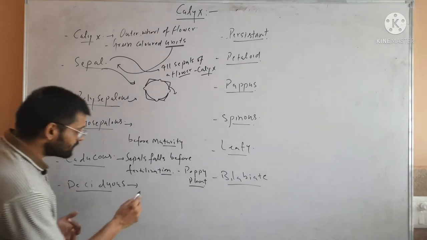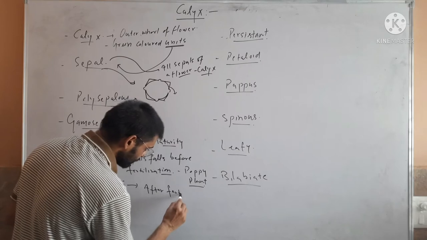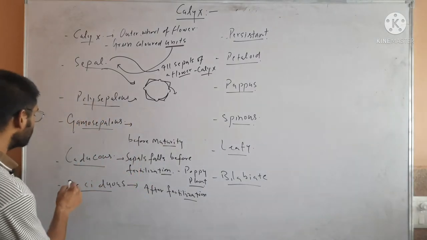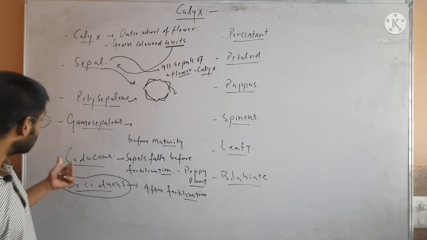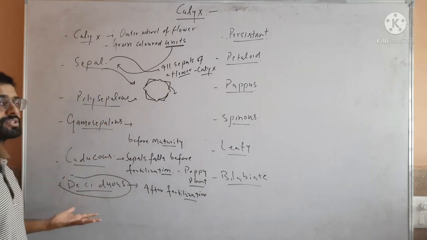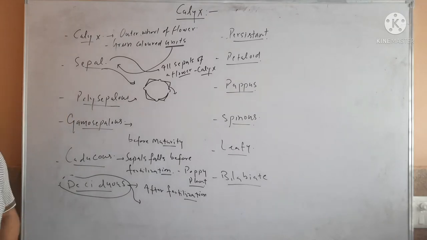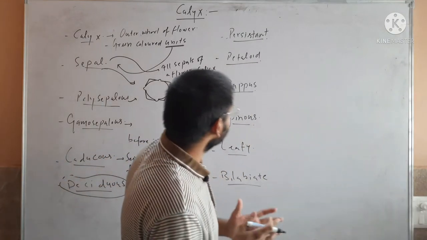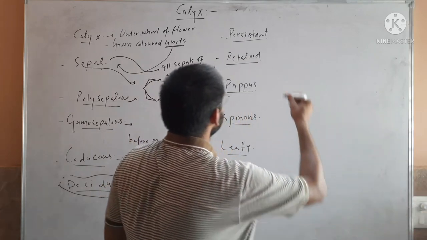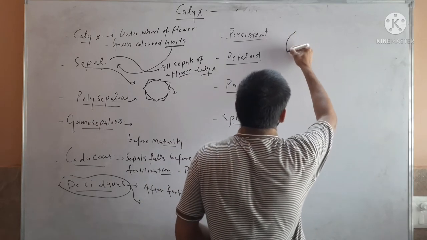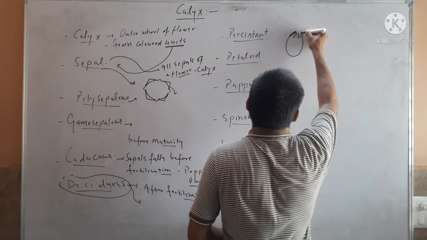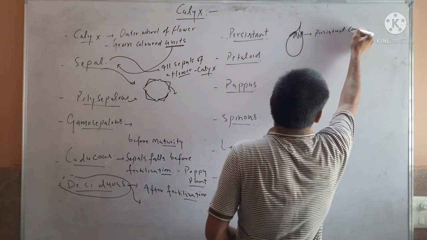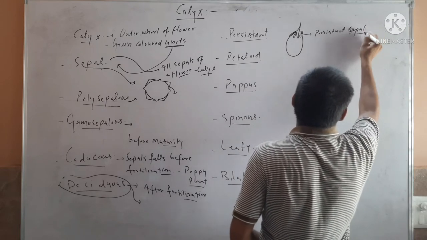When sepals fall after fertilization, after maturity, then the term used for sepals is deciduous. Caducous, before maturity, before fertilization. Deciduous, after fertilization. Next is persistent. When sepals don't fall, they remain till the formation of fruit. You have seen in fruits like tomato and brinjal, green colored units are present like this. So these are persistent sepals or persistent calyx.